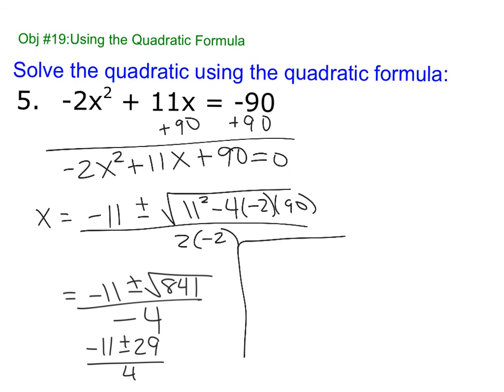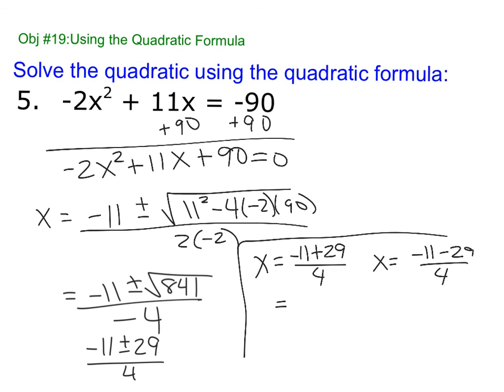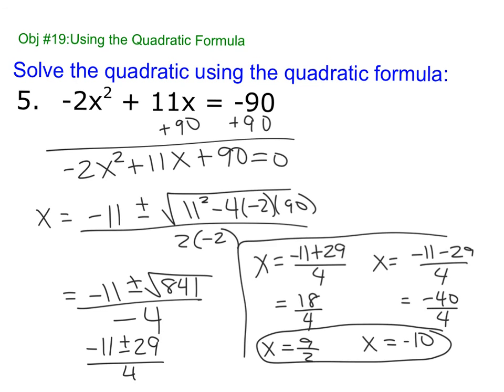So then I have my x equals negative 11 plus 29 all over 4, negative 11 minus 29 all over 4. So that gives us what? 18 over 4. So that's 9 over 2, simplified. And then over here we get negative 40 over 4. So x is negative 10. Wow, I would not have guessed that that was factorable. You learn a new thing every day.